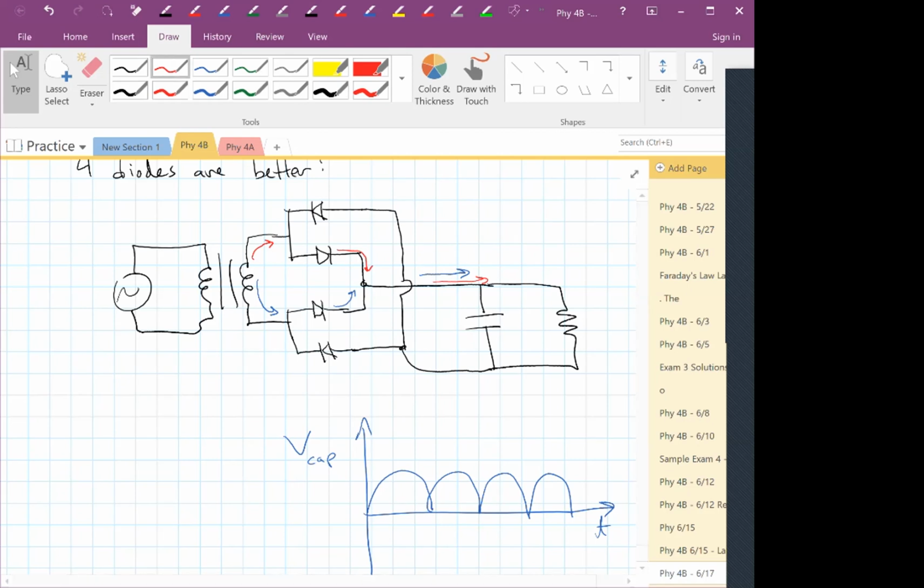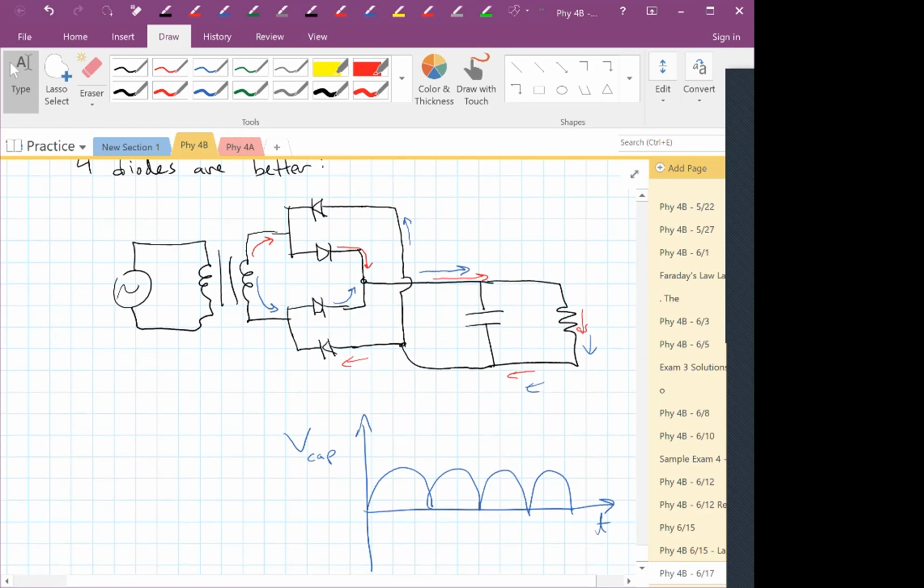I could keep going here with the arrows. The red one comes out there. It's going to go back in here, right? And the blue one will go that way, something like that. Okay. Questions?